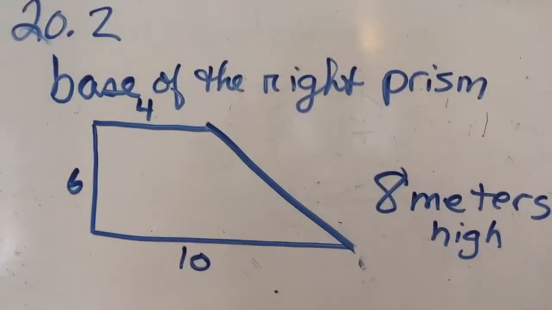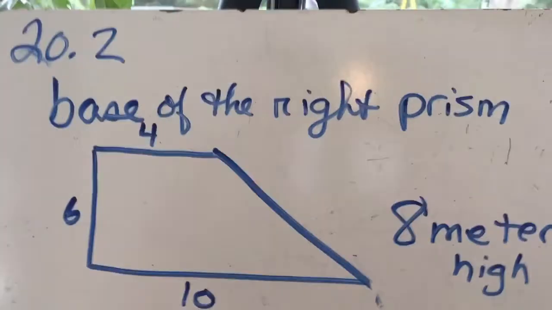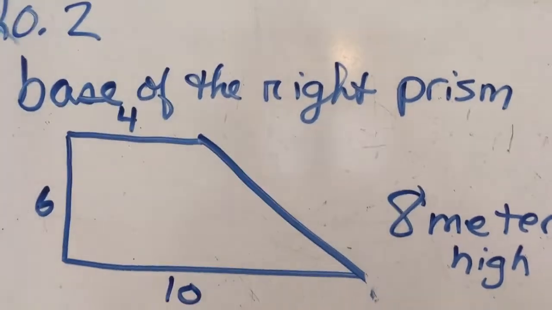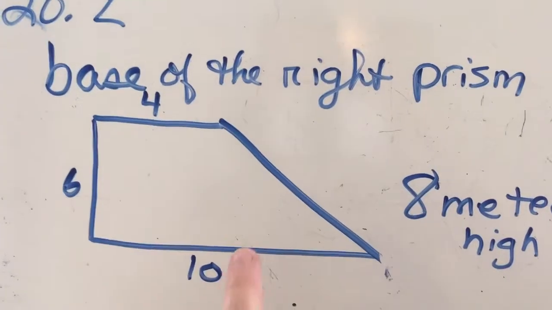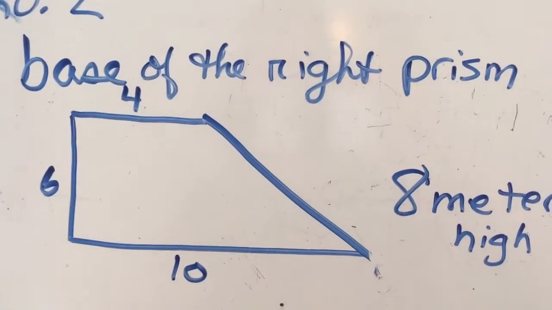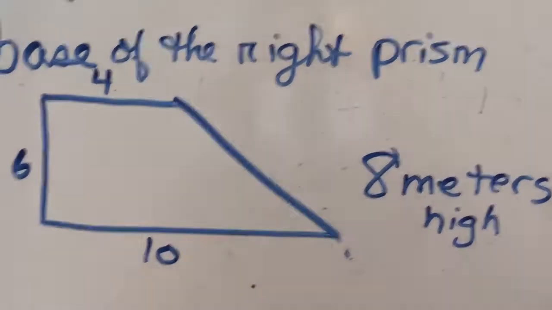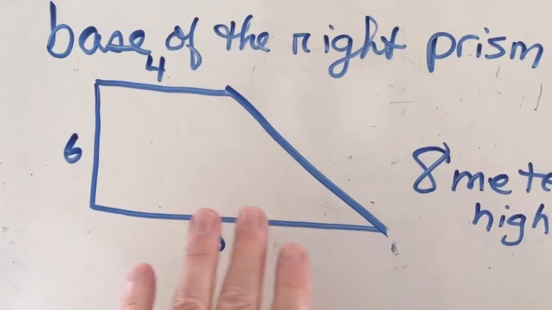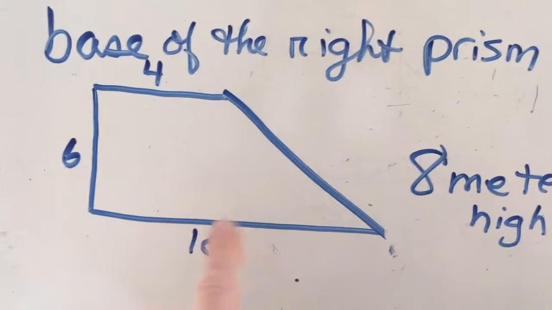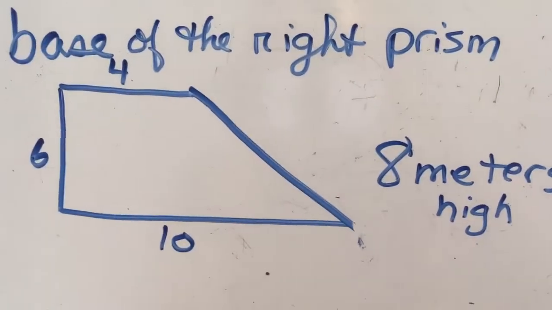Okay, this is 20.2, and this is a fun one. We are on page 88 now, and we have this being the base of a right prism, and the whole right prism is going to be 8 meters high. So think of this as the base, the bottom looks like this, the top looks like this, and then the whole thing is 8 meters high.